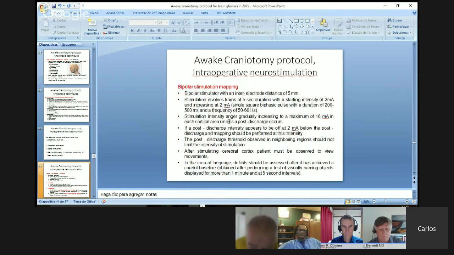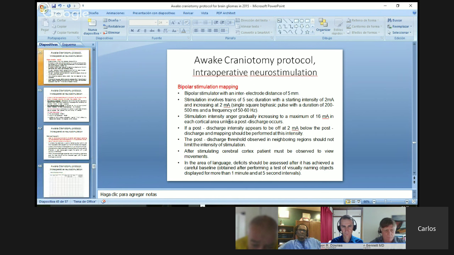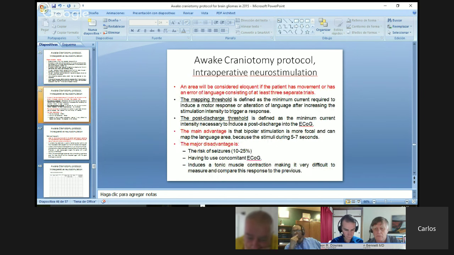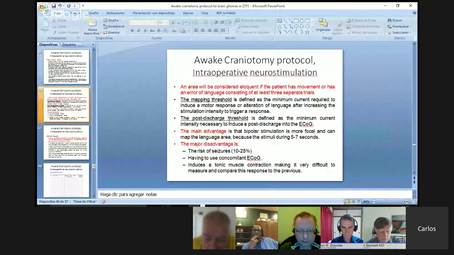With bipolar stimulation mapping, we use a bipolar stimulator with an interelectrode distance of 5 millimeters. The stimulation involves trains of 5 seconds duration with a starting intensity of 2 milliamperes, increasing in steps of 2 milliamperes, with a pulse duration of 200 to 500 microseconds and a frequency of 50 to 60 Hertz. An area will be considered eloquent if the patient has movement or an error of language in at least 3 separate trials. We can then decide the mapping threshold, the afterdischarge threshold.